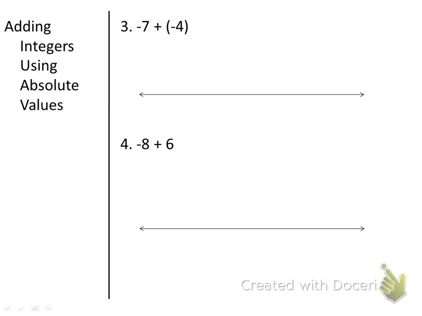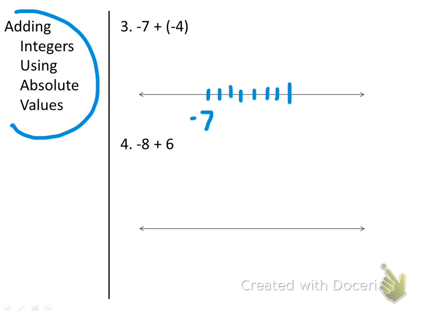Okay, our next topic is adding integers using absolute values. Number 3, I have -7 plus -4. When we add two negative numbers, it's like adding. So we know that 7 plus 4 is 11. So I'm going to add 7 first, -7, so that's 1, 2, 3, 4, 5, 6, 7. And then I'm going to add -4. 1, 2, 3, 4. And I'm at -11.